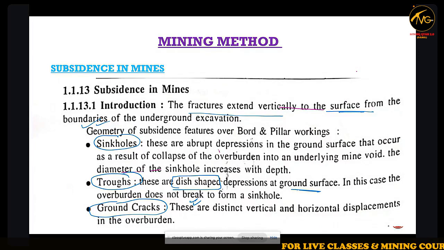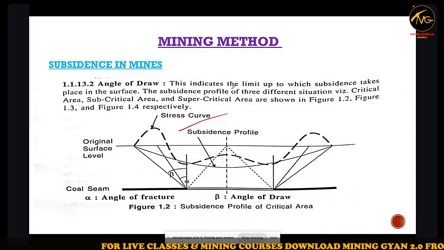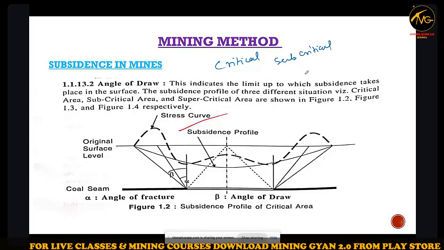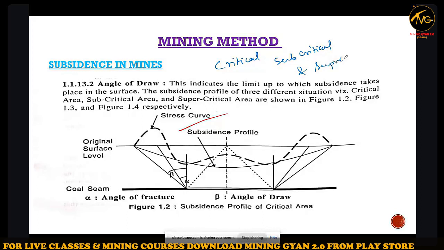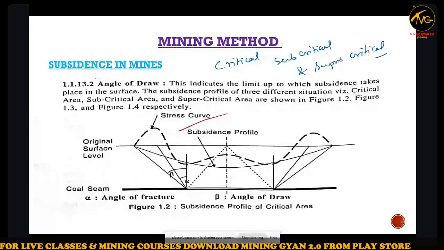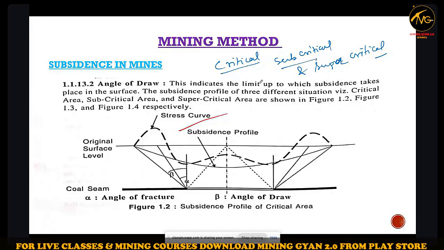Okay, and three types of subsidence occur: critical, subcritical, and supercritical. So critical, supercritical, and subcritical.